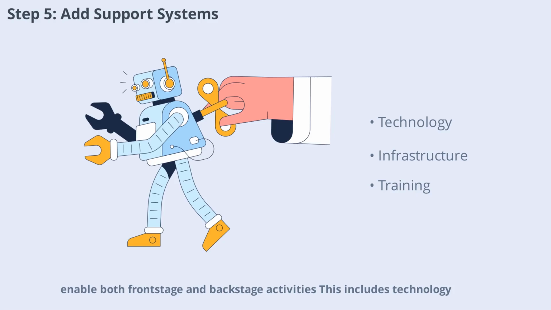Finally, identify the support systems that enable both front stage and backstage activities. This includes technology, infrastructure, and training. By mapping these elements, you can ensure that your service is scalable, reliable, and ready for growth.